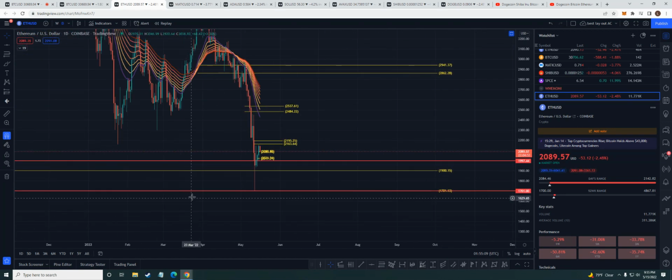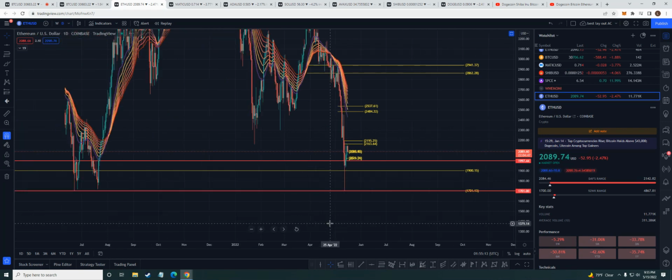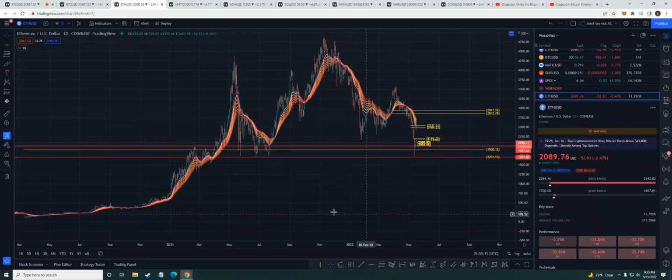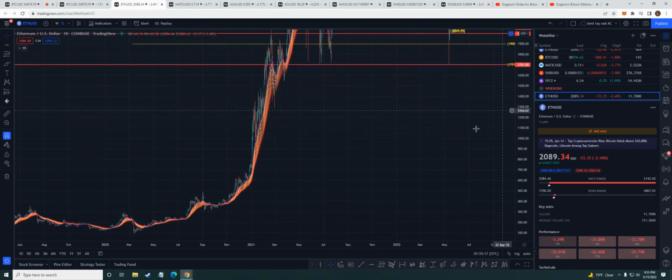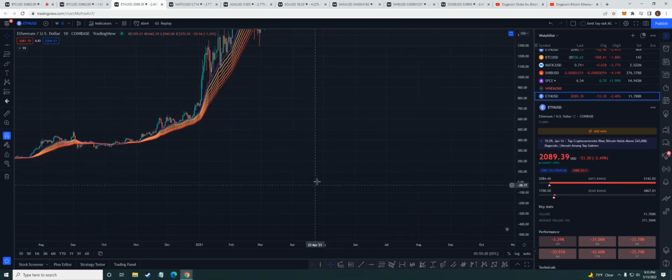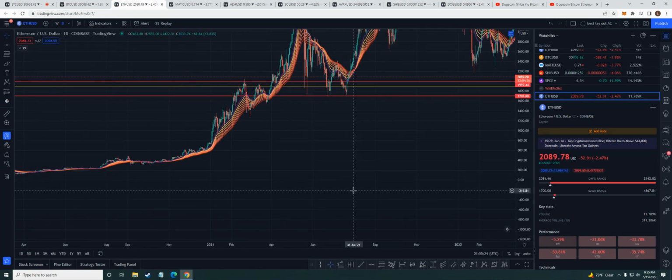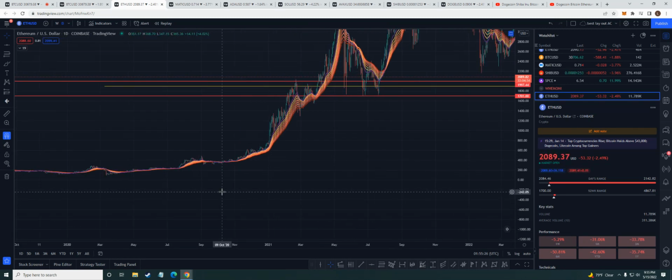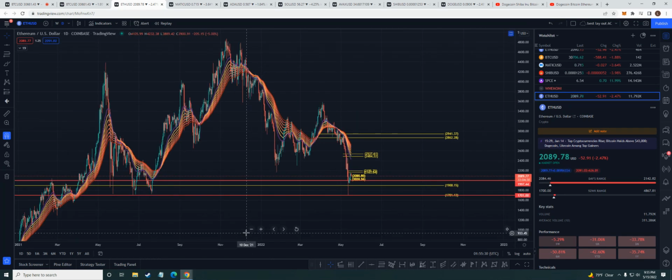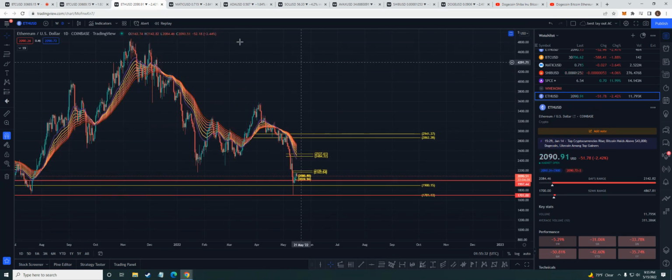If not, 1900 on my fib to 1700. That was based on the fib. If we took from here, this is how I got the level of 1700. It lined up with this level. Also, it lined up with the fib that we had, I believe it was back here, from high to low. All right, so that's it for Ethereum. You guys got all the levels right now for Ethereum.